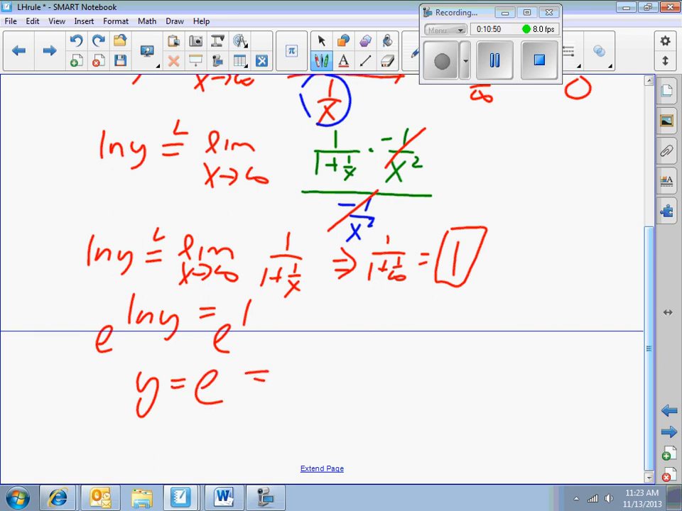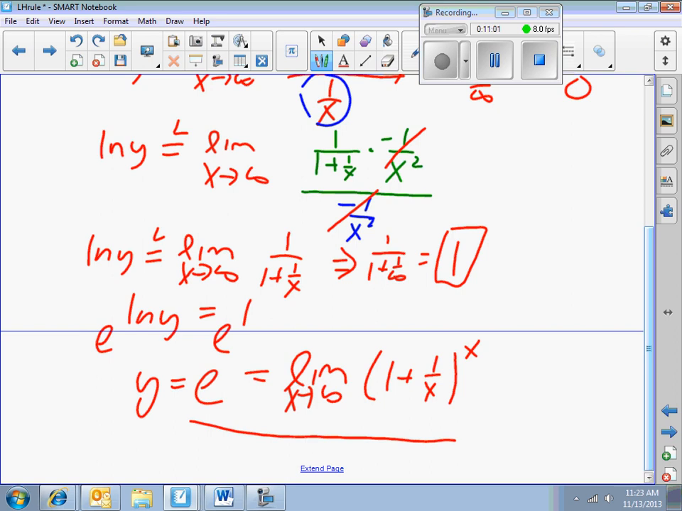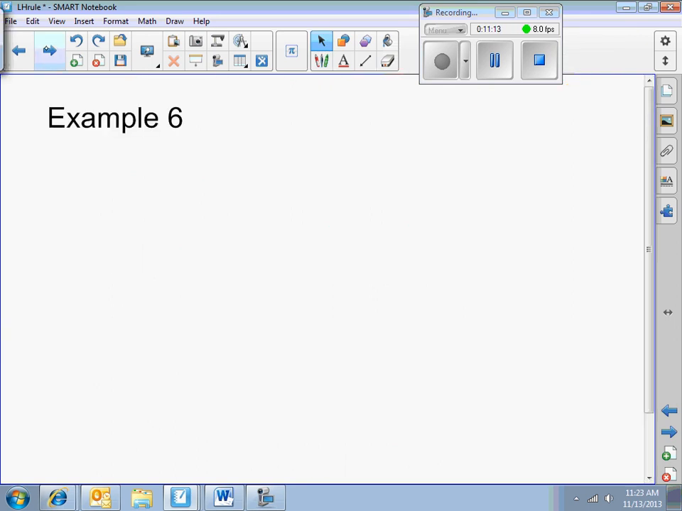And what did you just prove to me? You proved to me that y was the limit as x approaches infinity of 1 plus 1 over x raised to the x. Finally, we have a definition of e using L'Hopital's rule. And that is something you actually looked at in Algebra 2, and you've used e quite a bit since then. All right, let's look at the next example. We'll look at example 6.